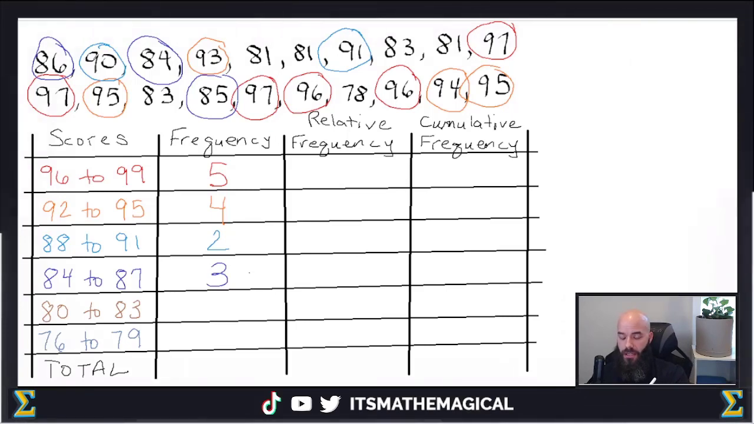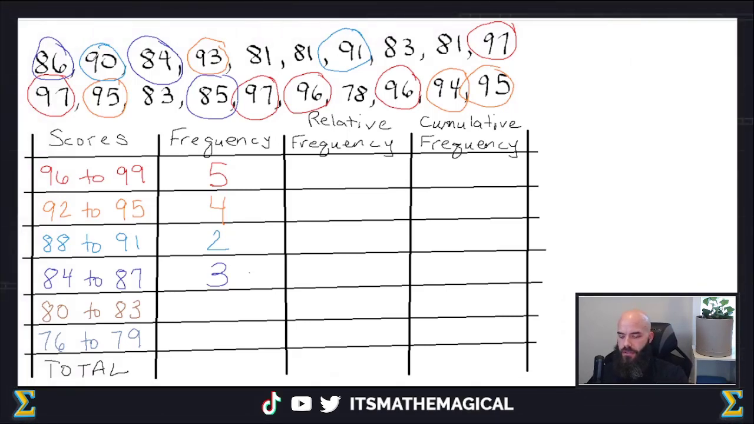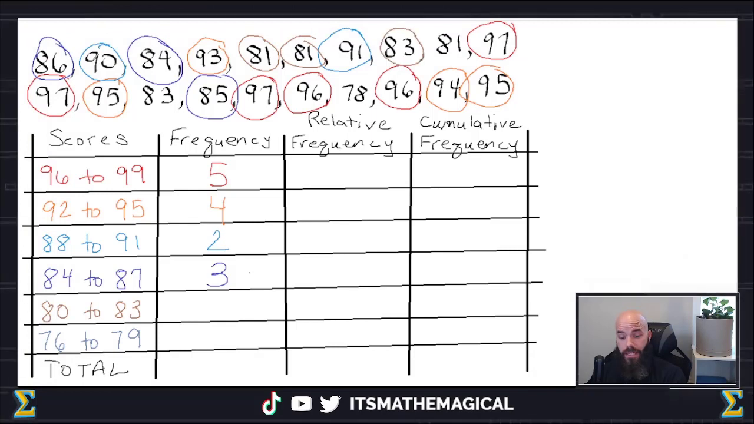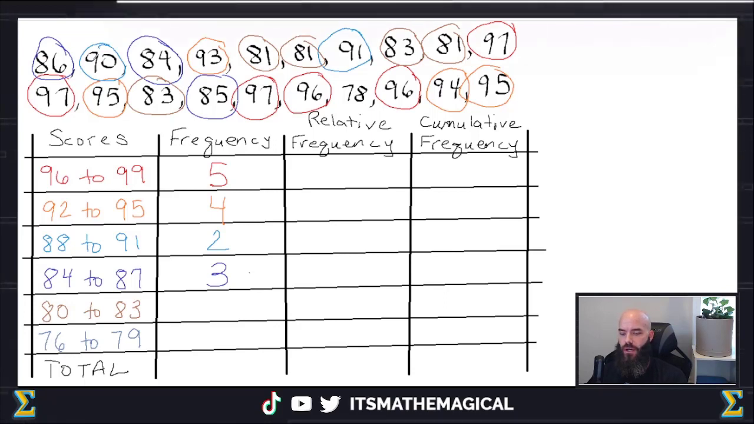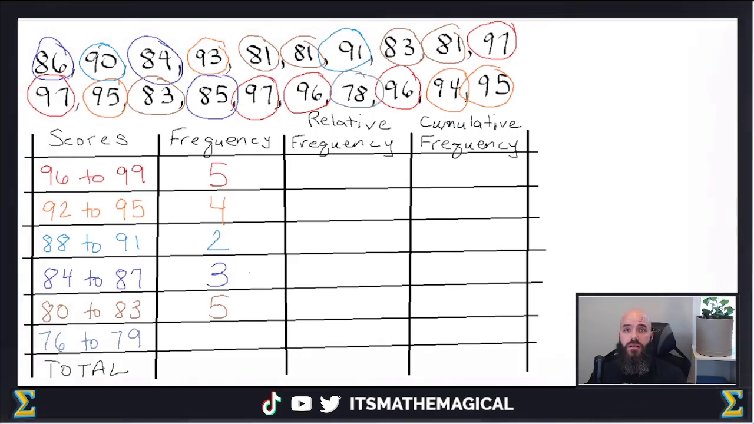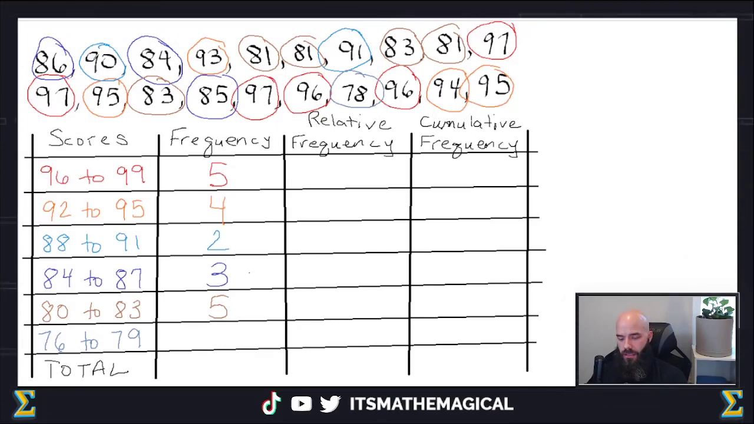All right, next I got this brownish color from 80 to 83. We're going to go through and say, okay, well, we got 81 there, another 81, 83, 81, and 83. All right, that was quite a few. So if I go back and I count, I circled 5 values in that range. So that frequency would be 5. And then lastly, we're going to go to the last bin, which is values from 76 to 79. If you look, there's only 1 value left, and it does go in that bin. So we'll just put a 1 for that frequency right there.